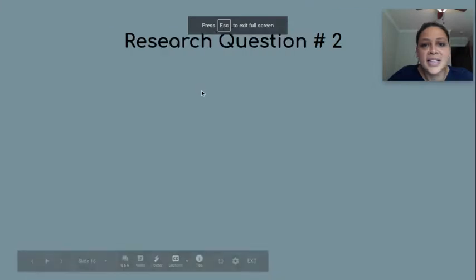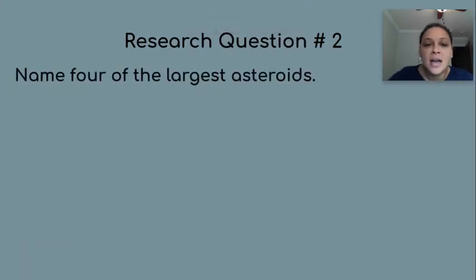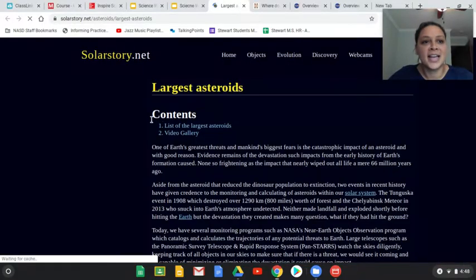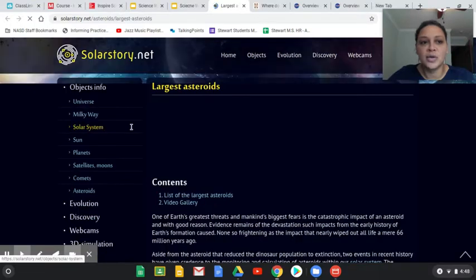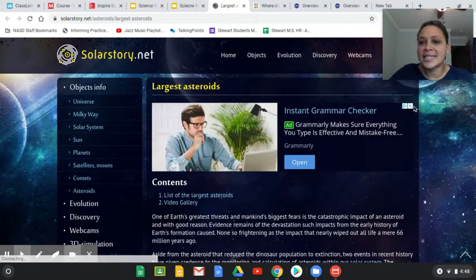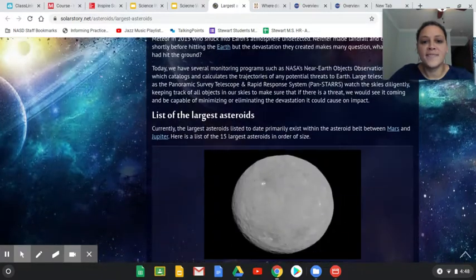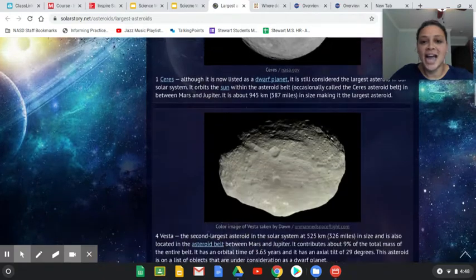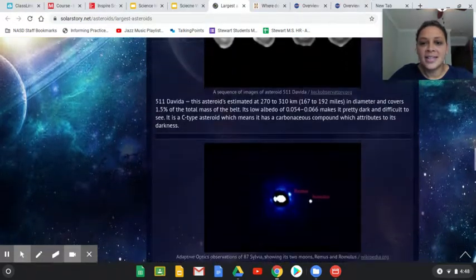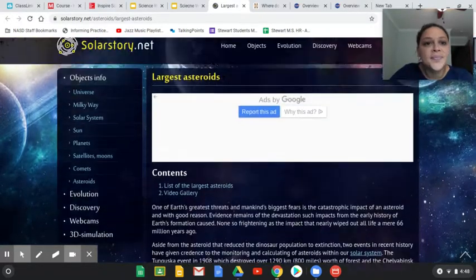All right, here's another question. Name 4 of the largest asteroids. Well, after I did some research, I was able to find this website called solarstory.net. And after I read through it, I scanned through it to find my answer. It gave me a list of the largest asteroids, and I read each caption. And this is how I was able to find 4 of the largest asteroids.